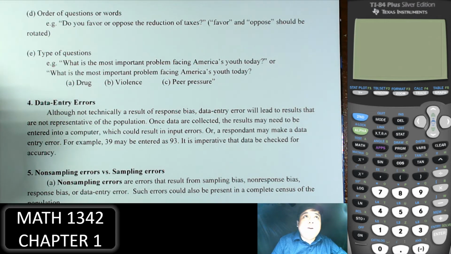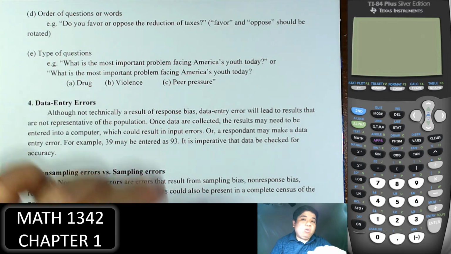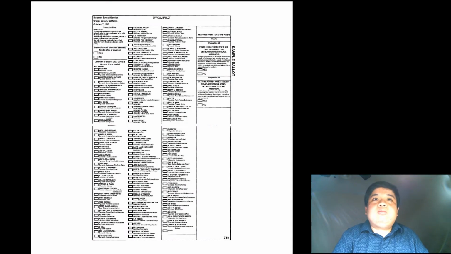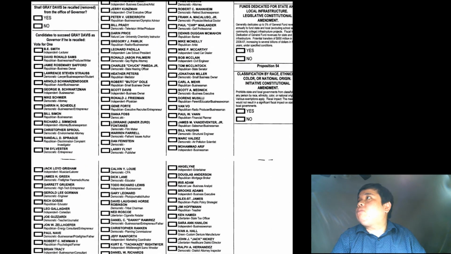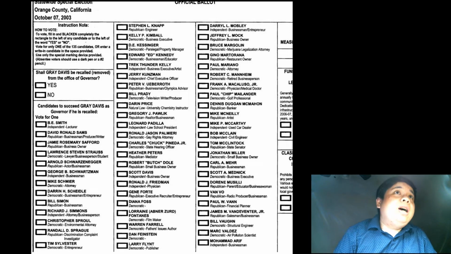I'm going to pause the video here while I find an example that I will demonstrate now. Like I said, I will find one example to demonstrate what I'm talking about. We should scramble the answers. Oh, here's one example. This is from a statewide special election in Orange County, California. This is the recall of the governor back in 2003.